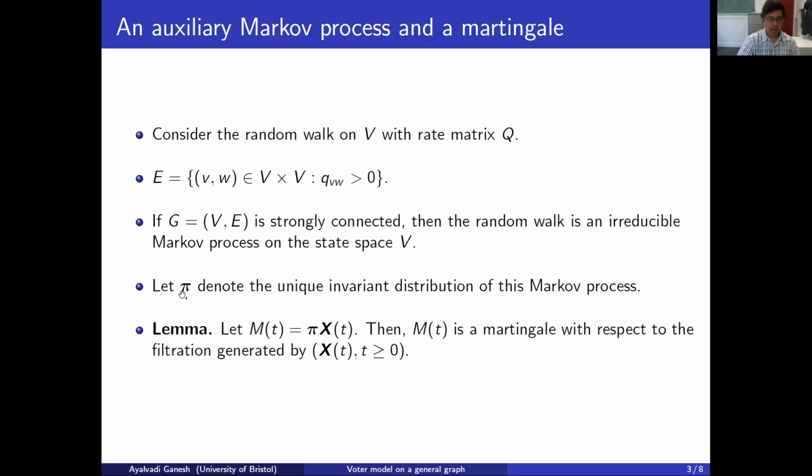Okay, and now the claim is that if we define M_t to be this, so you should think of pi as a row vector and X_t as a column vector, then M_t is the product of this row vector and the column vector, and that gives you a number. The claim is that M_t is a martingale with respect to the history of this process X_t up to time t. Filtration is just a fancy word for history.